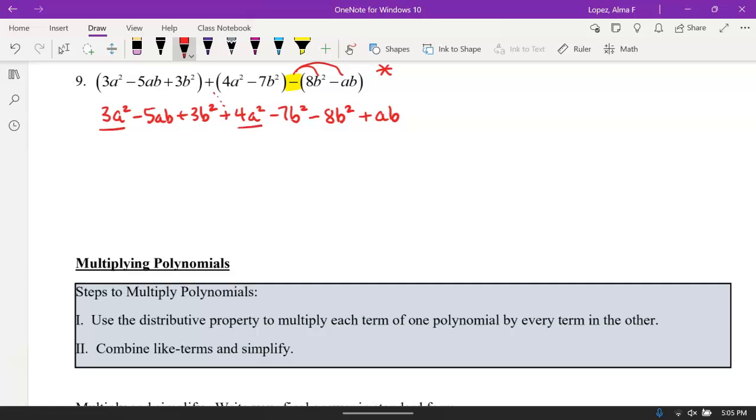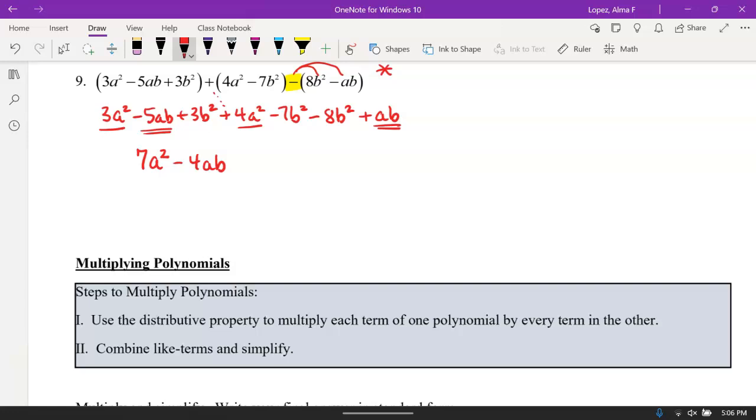3a squared. Here's some more a squared. I don't see any more. 7 total, right? 3 of them and 4 of them make 7 of those. You're just collecting the like terms. Next, let's do these ab's. Keep going. Oh, there's another one. Negative 5 of them plus 1 of them will add up to a negative 4ab.